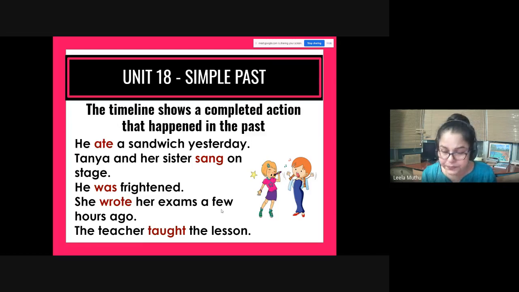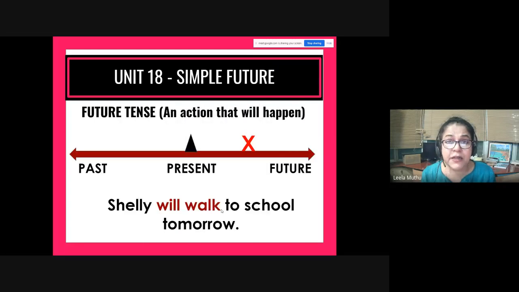All right. So now let's go into the simple future. The future is an action which has not yet been completed. It means it's going to happen. It has not happened yet. Okay, it is going to happen. So as you can see, the X, that is you, are on the right arm of the timeline, which is the future. Okay, the action has not happened yet. Okay, it is going to happen.